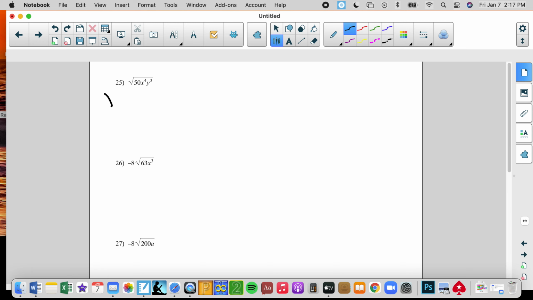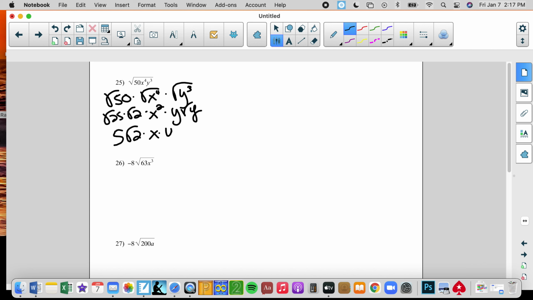Number 25: rad 50 times the square root of x to the 4th times the square root of y to the 3rd. 50 gets broken into rad 25 rad 2. X to the 4th is x squared. Y to the 3rd is y rad y. So 5 square root of 2 times x squared times y rad y. Outside stuff: 5x and y. Inside stuff: rad 2 rad y. So we get 5xy rad 2y.